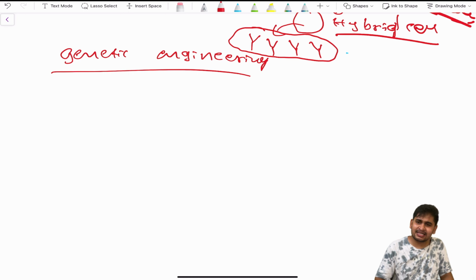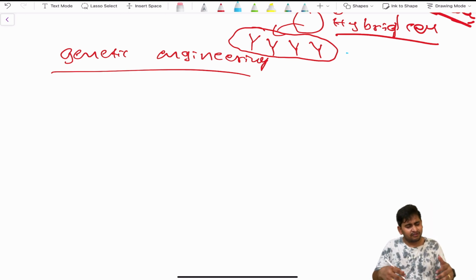Genetic engineering, what is genetic engineering? Whatever insulin is extracted from animals is not able to cater to all the people around the world who are suffering from diabetes, type 2 diabetes or type 1 diabetes, whatever it is. So it cannot cater to them. That's why our scientists have done something.